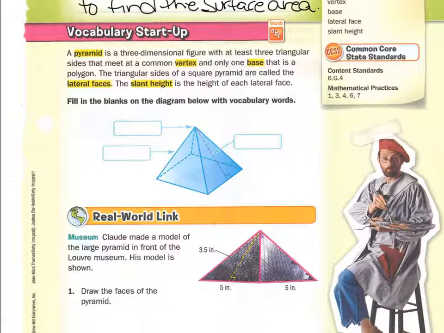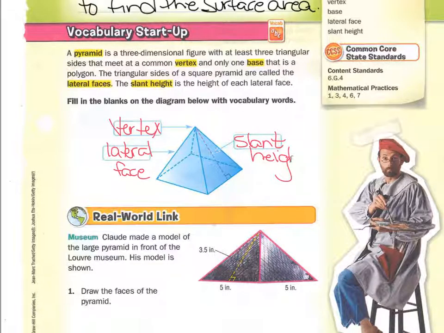Okay, let's fill in the information that we just talked about. This common point right here is called the vertex. That's where all of the faces meet up together. Okay, this right here is a lateral face. And this red line here is the slant height. All of those are very important when it comes to finding the surface area of a pyramid.